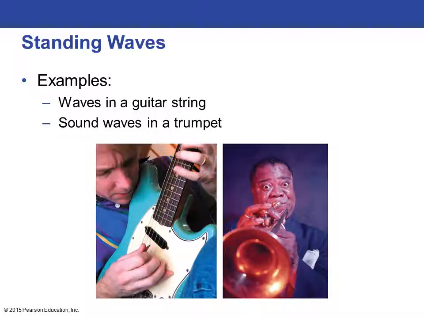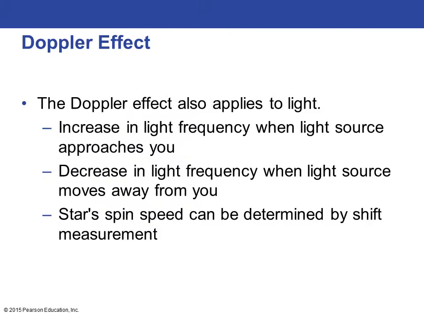Some examples of a standing wave are waves in a guitar string or sound waves in a trumpet. If you think of that guitar string, it's tied down at either end, and the string is just vibrating up and down as you hit the string with your finger. The string's not actually going anywhere, but it's making that up and down movement going back and forth along the string. So again, those are examples of standing waves.